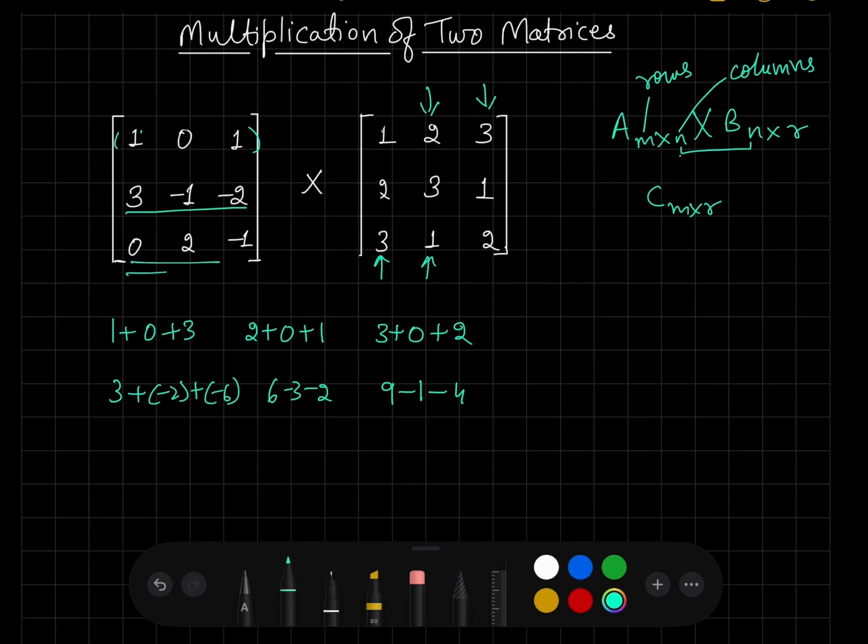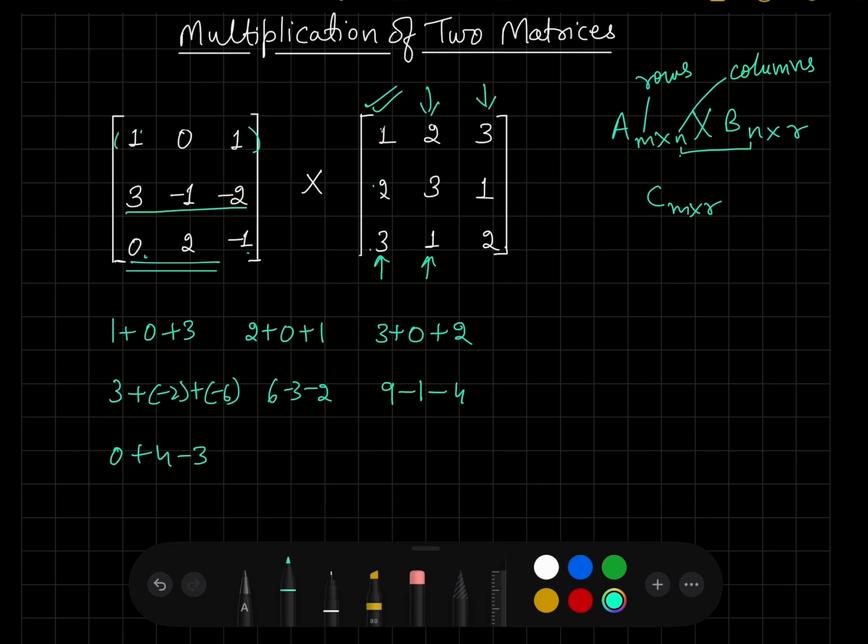Okay, now coming to row 3. So this one, row 3, and then one by one we will multiply with all the columns. So 0 times 1, this first column, so 0 times 1 would give me 0, plus 2 times 2 would give me 4, and negative 1 times 3 would give me negative 3. This is how we got the row 3 column 1 element.